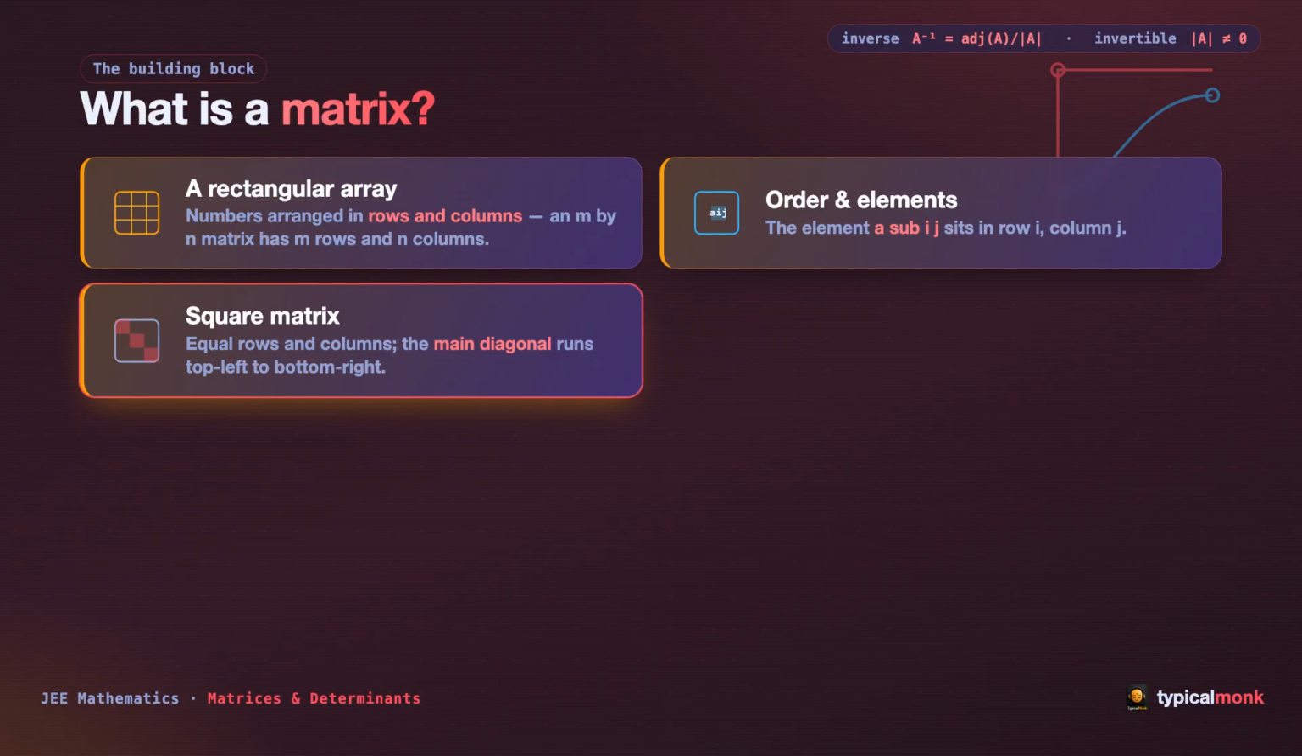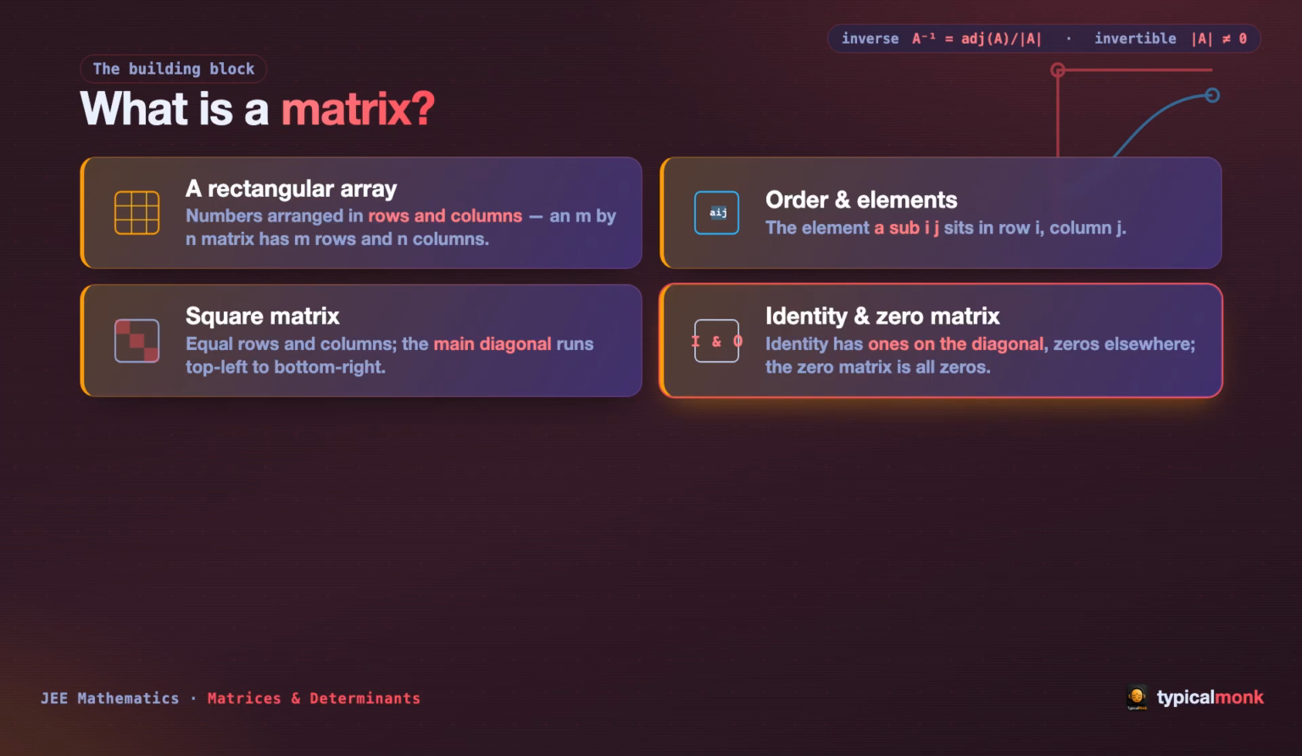When the number of rows equals the number of columns, we call it a square matrix, and a square matrix carries something extra, a main diagonal, running from its top left corner to its bottom right corner. And 2 special square matrices deserve their names now. The identity matrix has one sitting on that diagonal and zeros everywhere else. The zero matrix is simply zeros throughout. Sit with these, every property we build today attaches itself to one of these shapes.